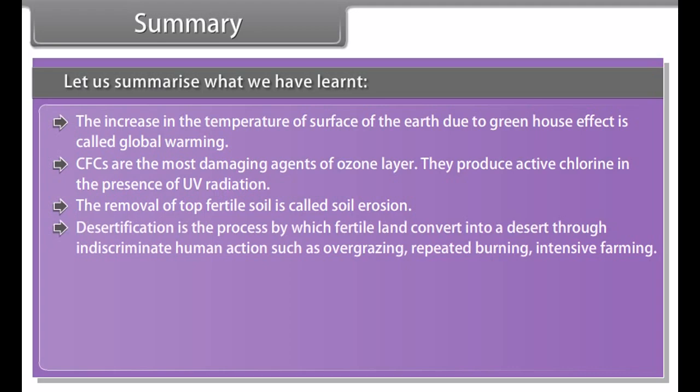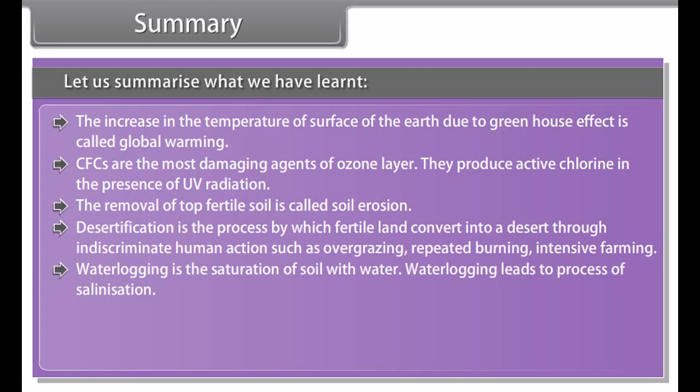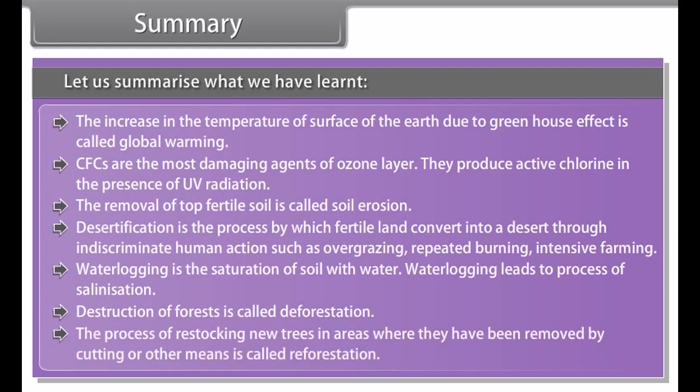Desertification is the process by which fertile land converts into a desert through indiscriminate human action such as overgrazing, repeated burning, intensive farming. Waterlogging is the saturation of soil with water. Waterlogging leads to process of salinization. Destruction of forests is called deforestation. The process of restocking new trees in areas where they have been removed by cutting or other means is called reforestation.